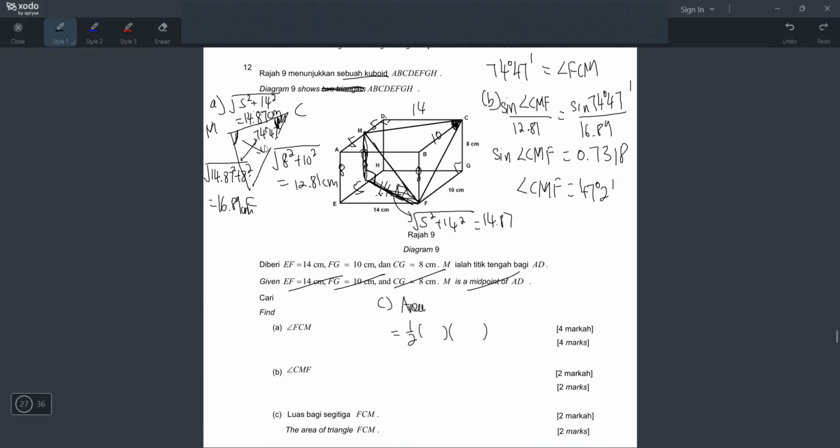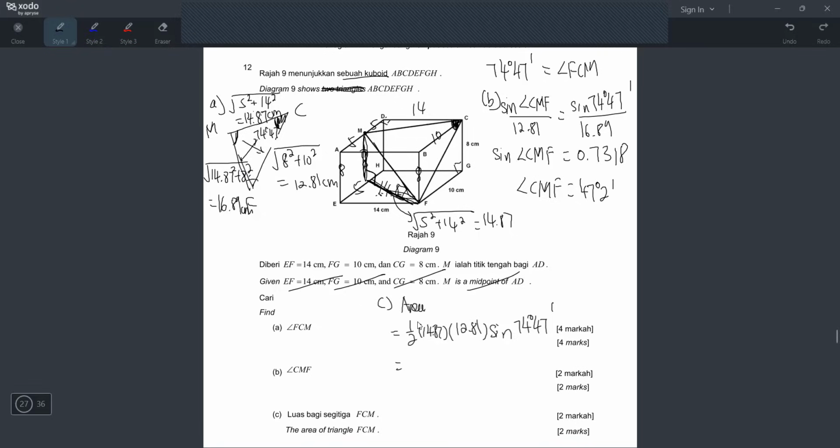So any two sides, but don't choose these two sides, because if you choose these two sides, you need to find this angle. But how to find this angle? You take 180 minus this, minus this. So a lot of work. So why not just take 14.87 and 12.81? Like this is better, right? And then times sine the included angle, which is 74 degrees 47 minutes, right? So now you press this and then we will get the answer.